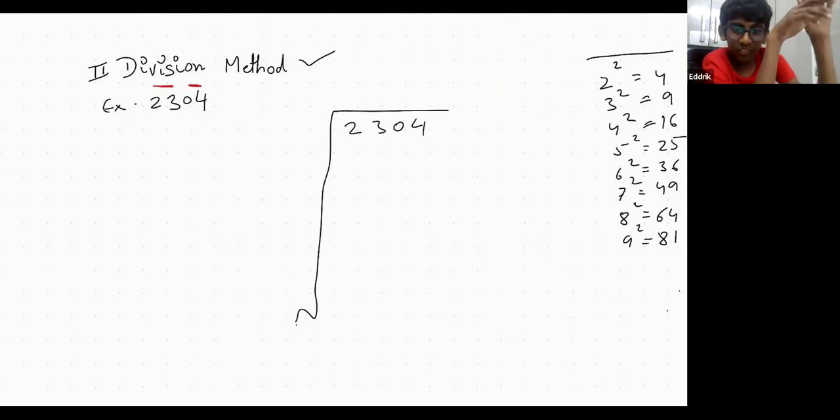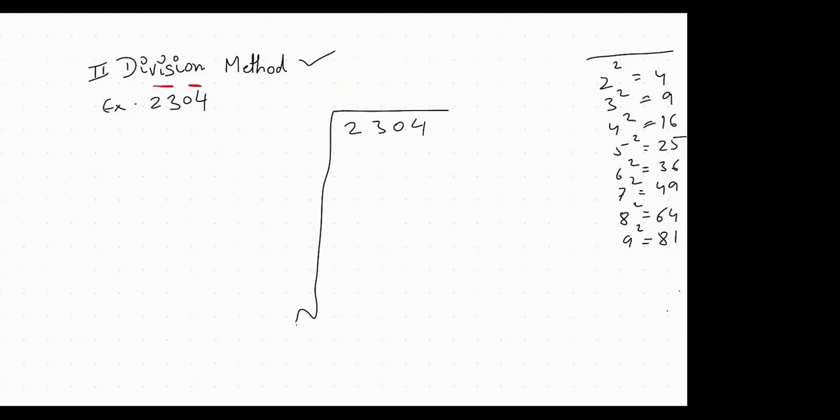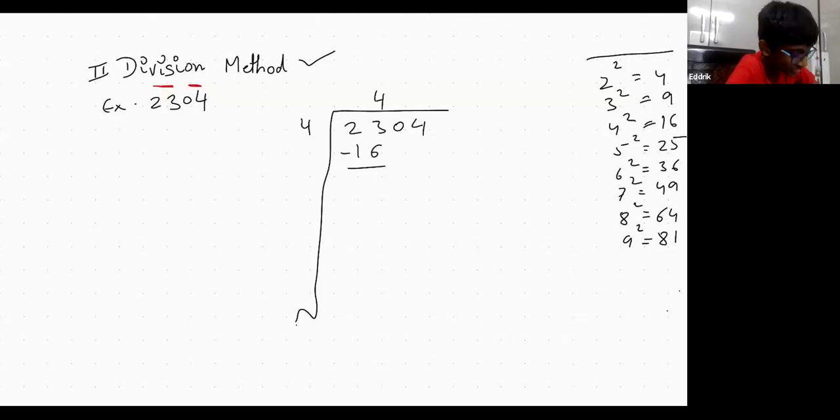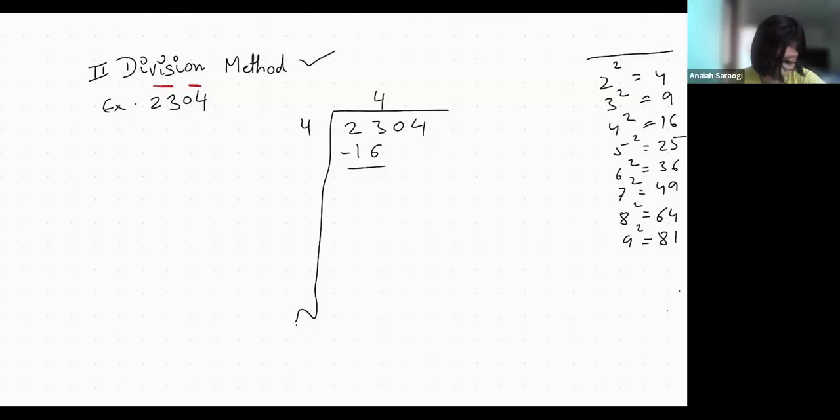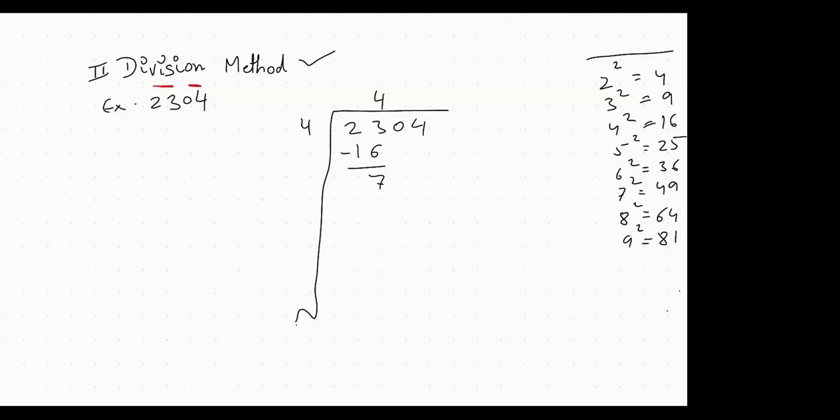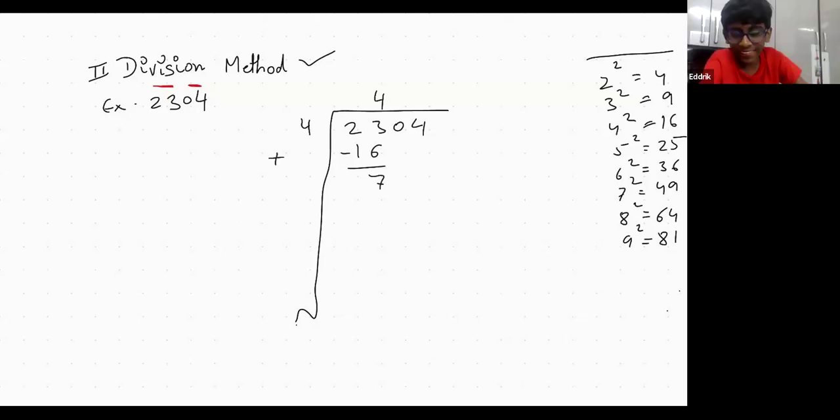So the first pair is 23. We have to take a number whose square is less than or equal to 23. The number is 4, and 4 squared is 16. So we take 4, 4 into 4, 16. I'm writing 16 and subtracting 16 from 23. That gives 7. Now add 4 to the side also: 4 plus 4 is 8.